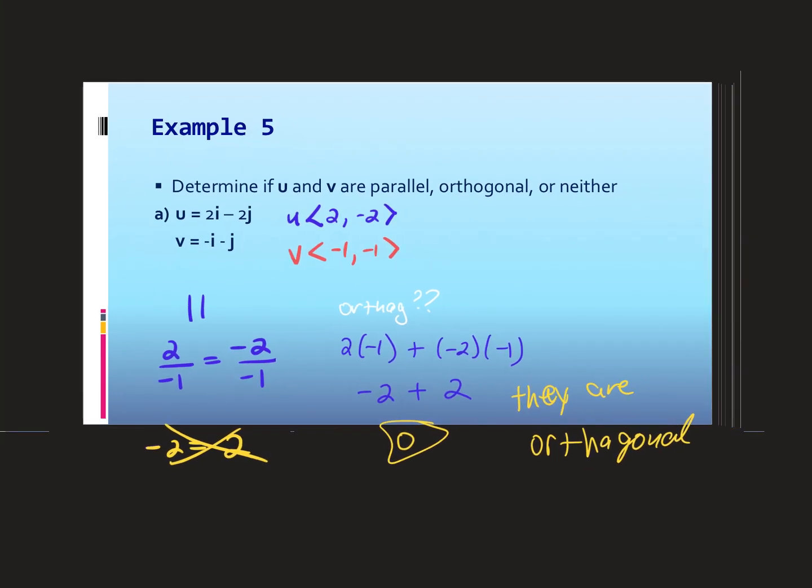So if two vectors are parallel, you put the first part of the first vector over the first part of the second vector, and then you take the second part of vector 1 over the second part of vector 2 and simplify the fraction. If it doesn't simplify to a whole number, that's fine. Just simplify it as much as you can. If they're equal, then they're parallel. If they're not equal, then they're not. Questions?